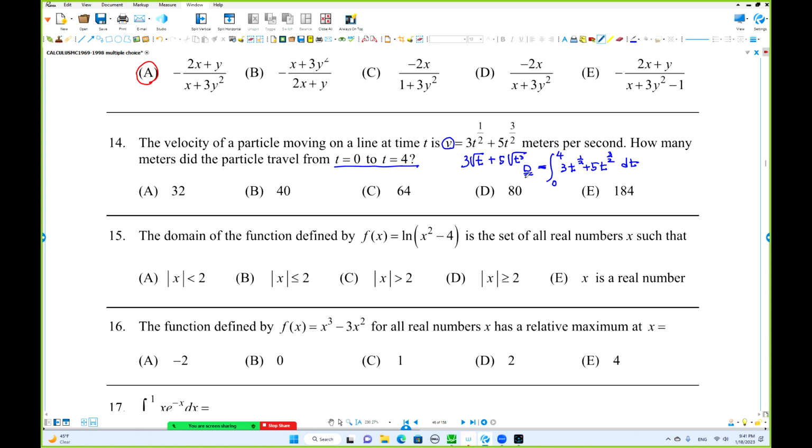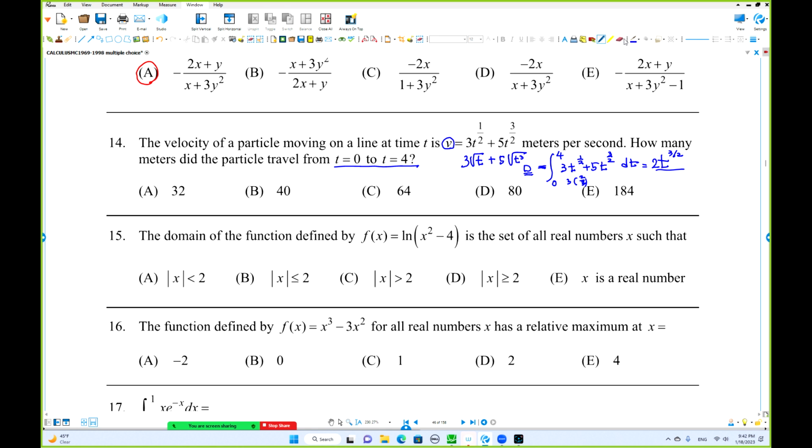So what is the antiderivative of 3t^(1/2)? Check it out. Plus 1 is 3 over 2, right? So t to the 3 over 2, divided by 3 over 2, which is times 2 over 3. Times 3 gives 2. That is 2t^(3/2), okay?